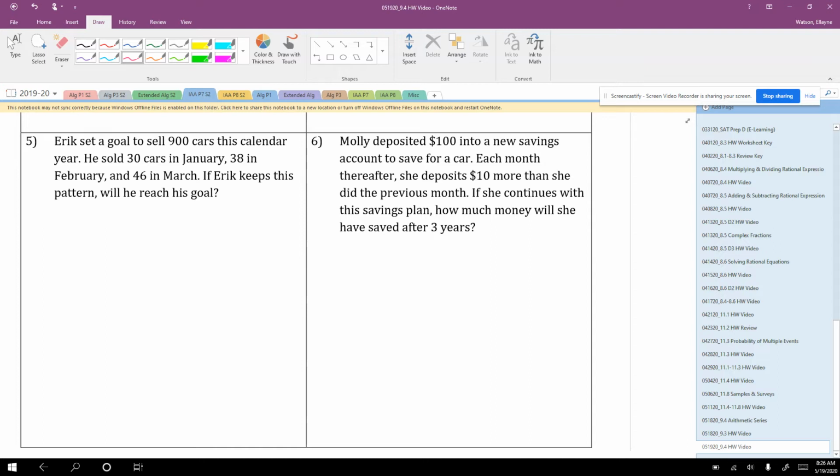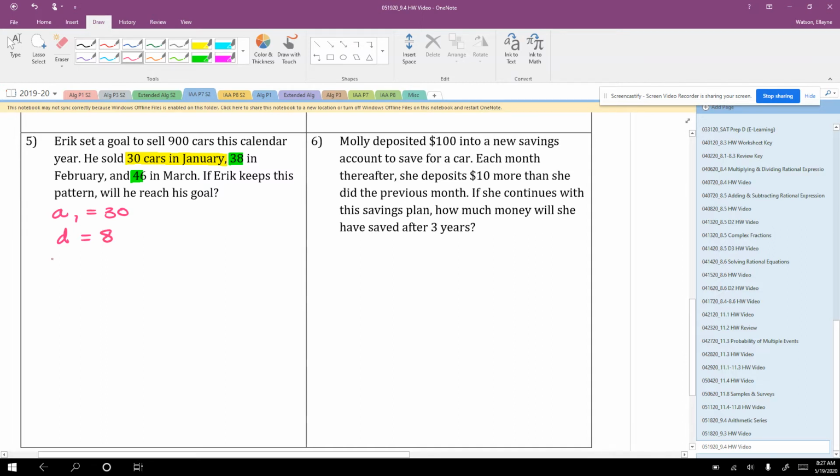So, let's figure out what we know. He sold 30 cars in January. That's going to be our a sub 1, right? That's where he started. Our d, our difference, well, he then sold 38 and 46. So your d is going to be 8, right? He sold 8 more to get to 38, and another 8 more to get to 46. So d is going to be 8.